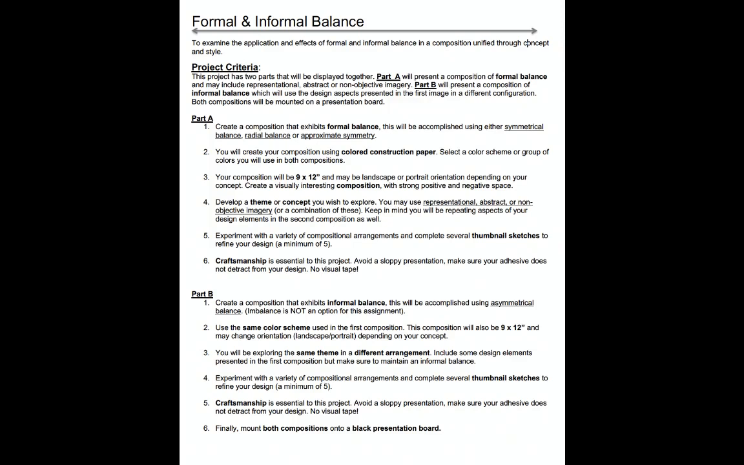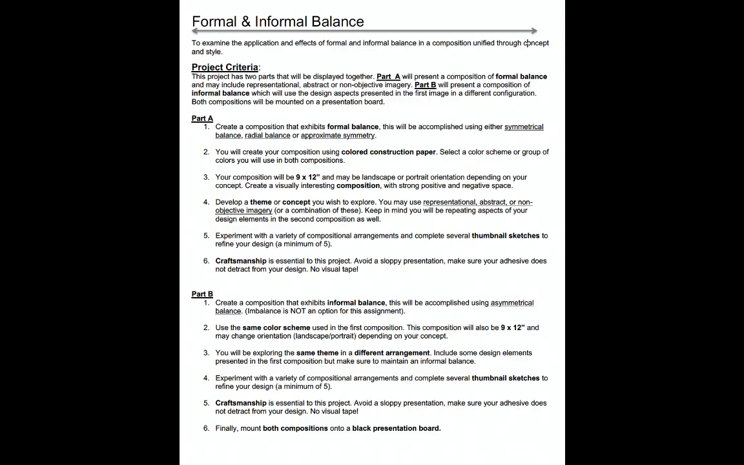So in the first one, I want you to create a composition that exhibits formal balance. So you can choose from symmetrical, radial, or approximate symmetry. And you're going to use color shapes, like I said, construction paper, digital. I want you to select a color scheme or a group of colors that you're going to use in both compositions. I'll show you some examples of how this is really effective, but it helps unify the two compositions. So pick a series like 3 to 6 colors that you're going to use in both.